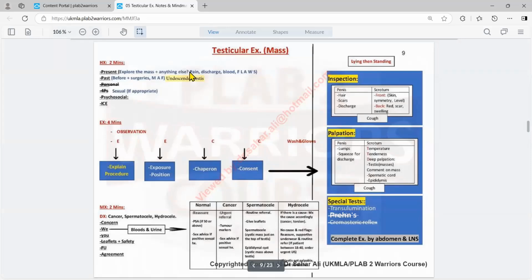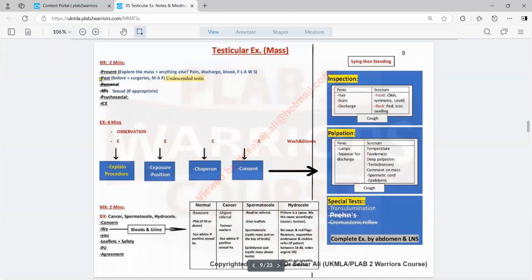Then you ask about pain. With any mass, you ask about pain and discharge from the mass or from the penis. Okay, so pain, discharge, any blood coming out from the mass or any blood coming out from the penis, and flu symptoms. All right, fever, lumps and bumps, appetite, weight loss, and night sweats. You don't need to ask all of them, just pick two and ask. Loss of weight and lumps and bumps. That's it. All right? This is the exploration.